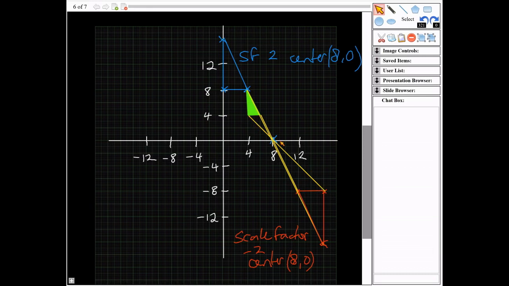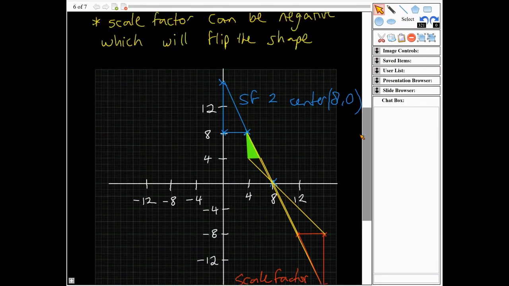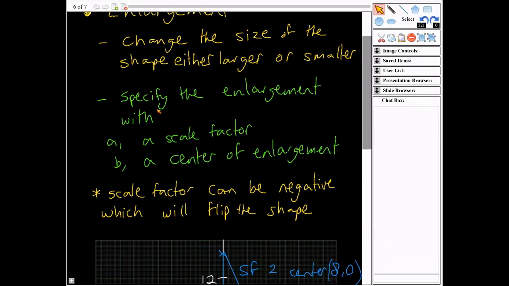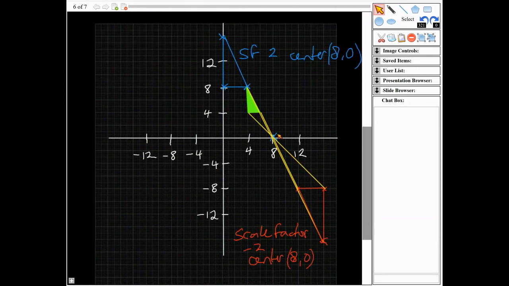So by doing that, if you've got the two triangles, you can work out where the centre of enlargement is, work out what the scale factor is, and if you've got the scale factor and the centre of enlargement, you can work out what the enlargement is. So remember, when we have an enlargement, you have to specify it with a scale factor and a centre of enlargement, and remember the scale factor can be negative, which will flip the shape. That's why the red one here is oriented the other way round to the green one, because it had a negative scale factor.